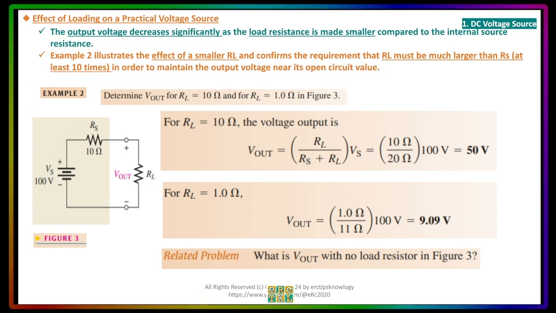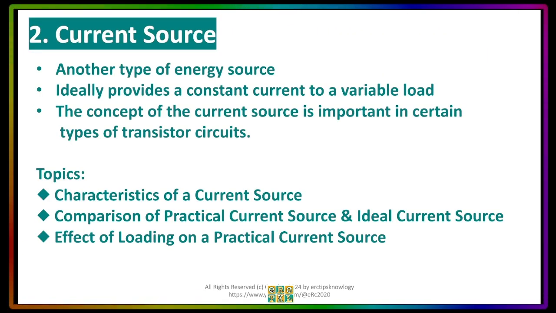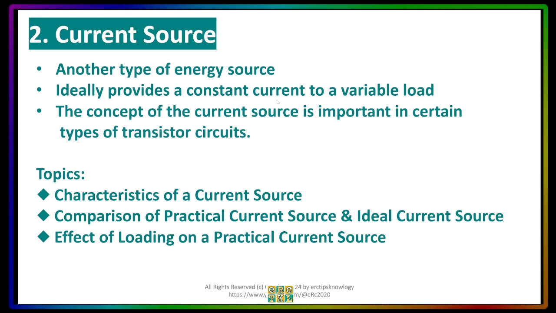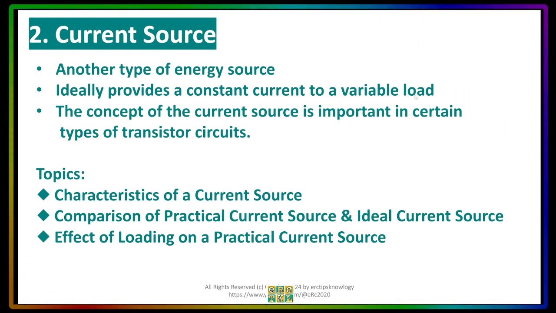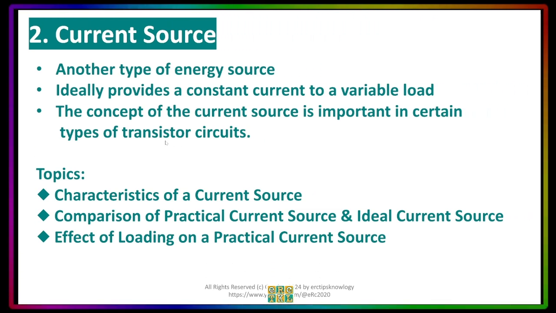What will happen? Now, let's continue to talk about the different kinds of source. That is the current source. This is another type of energy source, and this is used ideally to provide a constant current to a changing load. Now, the concept of the current source is very important in certain types of transistor circuits, which you will maybe study in your later courses.